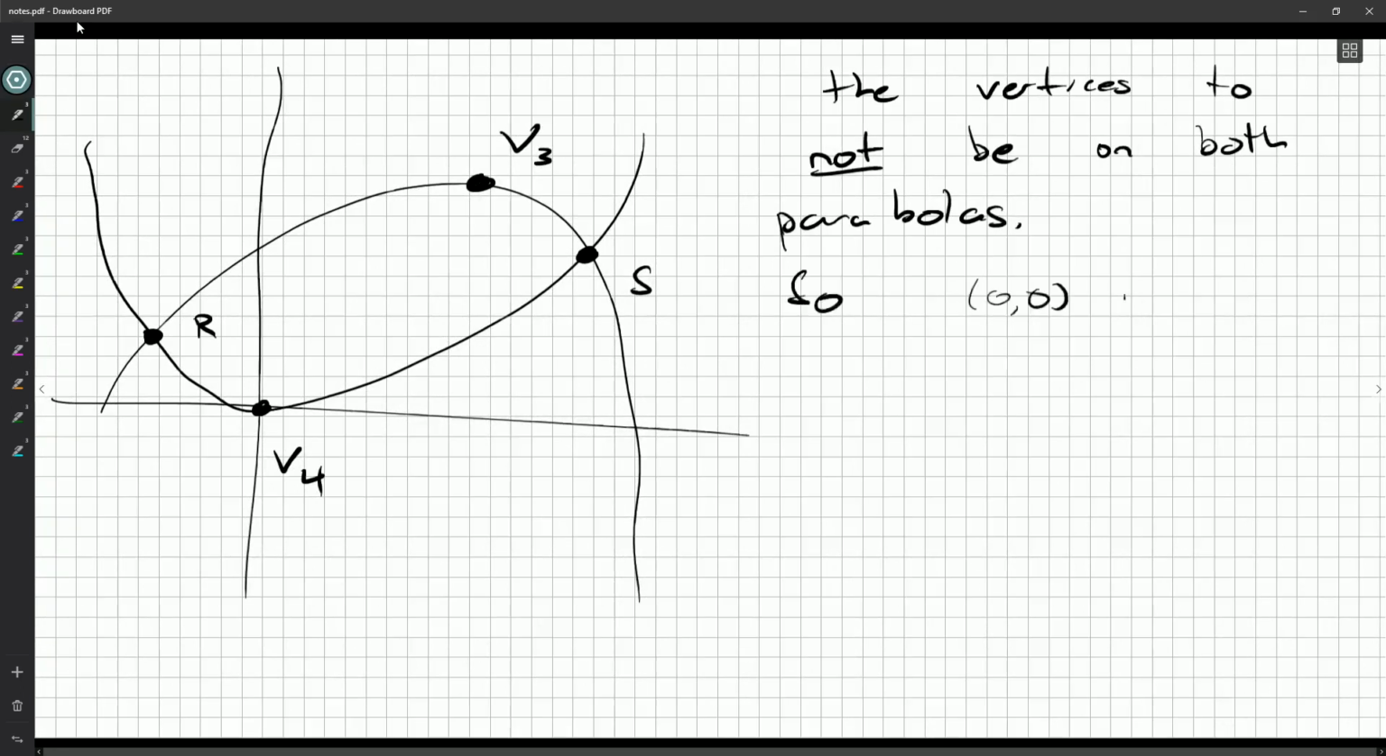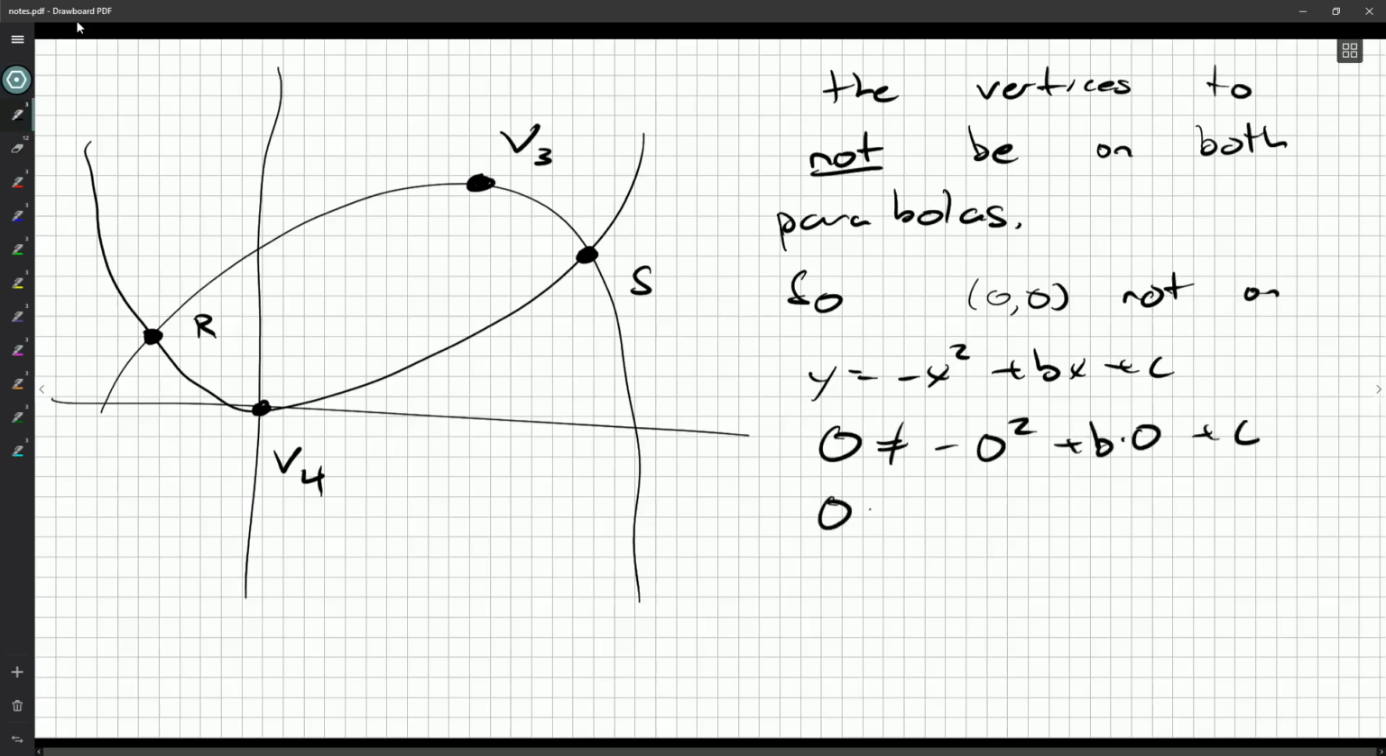So 0, 0 is not on y equals negative x squared plus bx plus c. So we need the y-coordinate 0 to not be minus 0 squared plus b times 0 plus c. So we need c to not be 0. As long as c isn't 0, then we don't pass through V4. At least for the downward facing parabola.